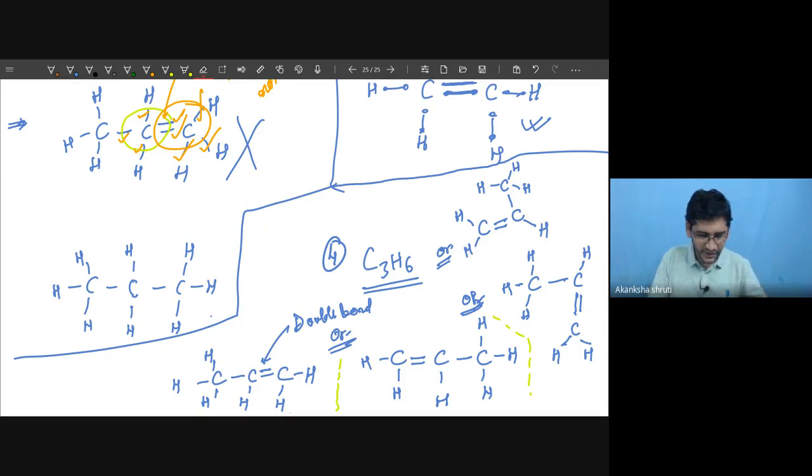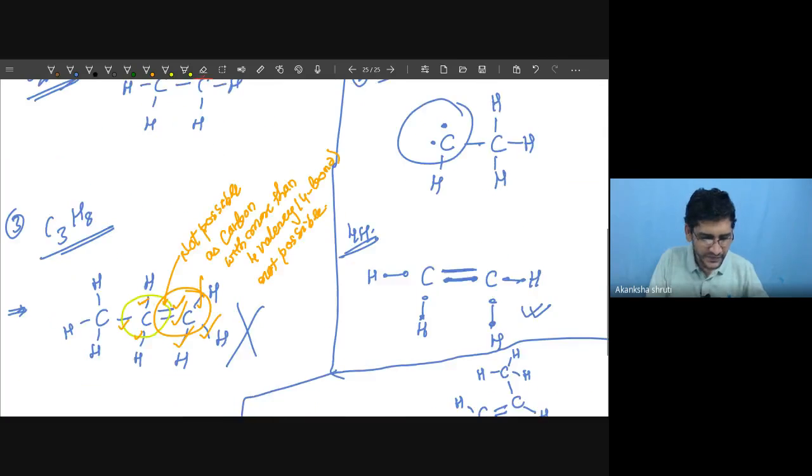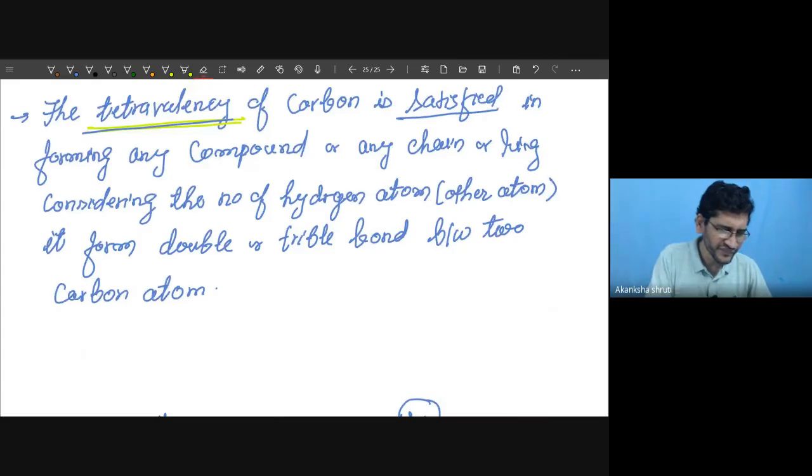So it was this one. So in this way we have observed that the very first thing we need to keep in mind is that tetravalency has to be satisfied for each carbon atom. For satisfying this tetravalency, the chain drawn may be a ring one or a straight one.